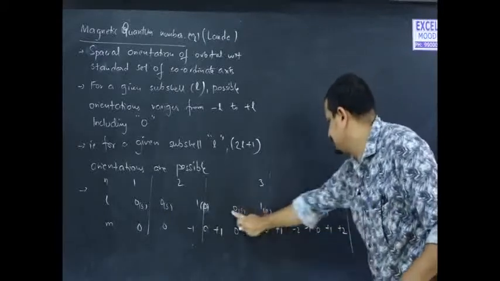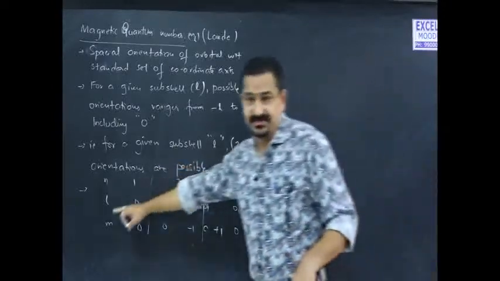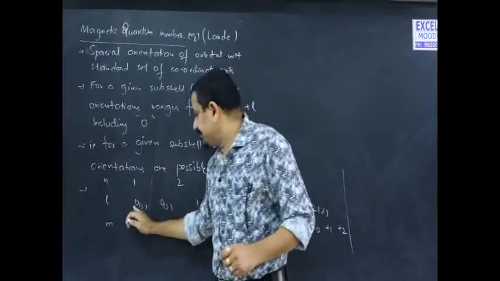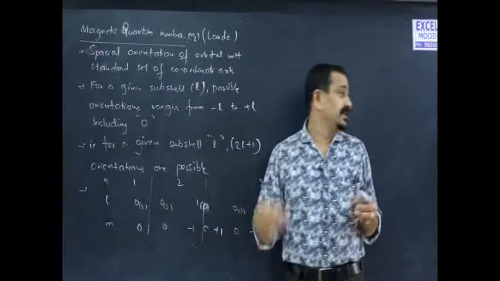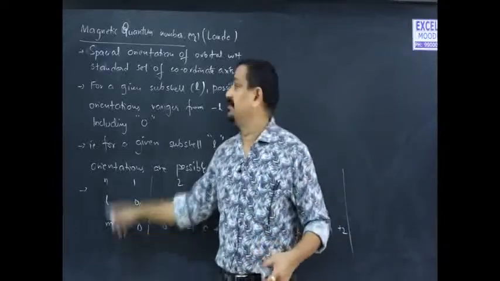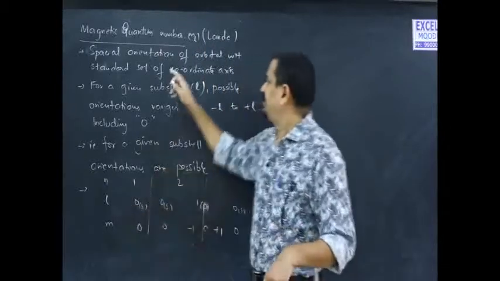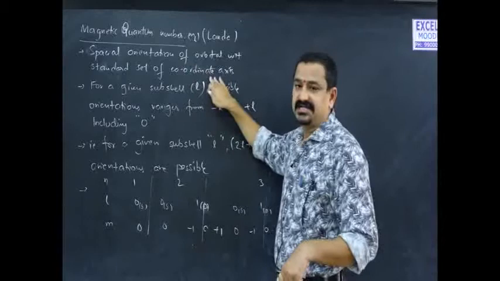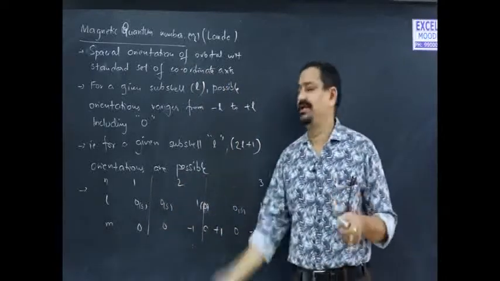The third main energy level has 0, 1, 2, 3 sub-energy levels. This was explained by the azimuthal quantum number. Every sub-energy level has several orientations. That was explained by the magnetic quantum number given by Landé. So, according to this, with a certain standard set of coordinate axes, every sub-level possesses some orientations.